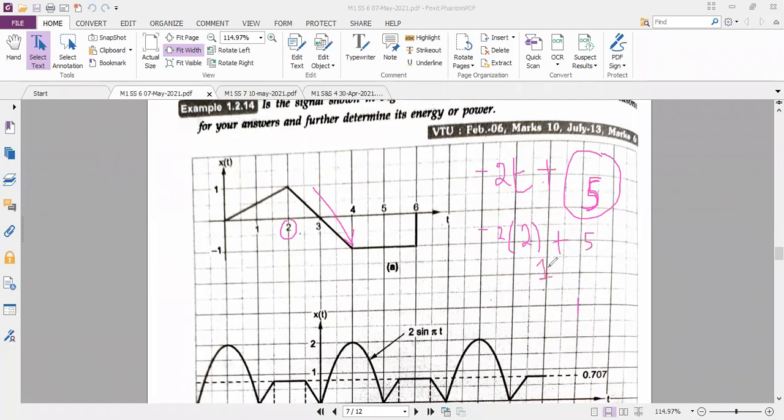But let me check the other lower path also. When I substitute t is equal to 4, 2 fours are 8, minus 8 plus 5, so my amplitude is minus 3 here. But what is the amplitude I am supposed to get? I am supposed to get minus 1. So can anybody guess the term I have to use so that the top part gives plus 1 and the bottom part gives minus 1? Can anybody try?